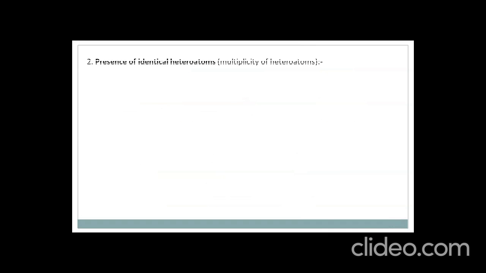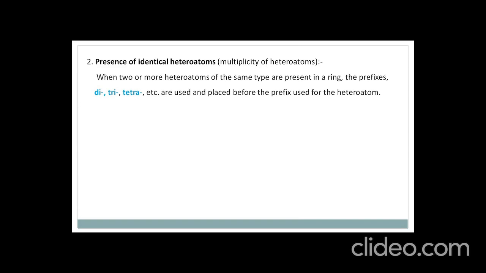Moving to the next point, which is the presence of identical heteroatoms, meaning multiplicity of heteroatoms. Your heterocyclic ring may contain more identical heteroatoms. So what to do? When 2 or more heteroatoms of the same type are present in a ring, the prefixes di, tri, tetra, etc. are used and placed before the prefix used for the heteroatom. Like di indicates that 2 identical heteroatoms are present.